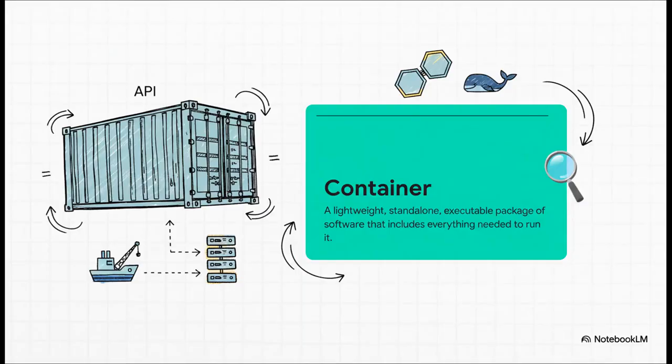And that standardized unit, we call it a container. The best analogy really is a shipping container. Think about it. It doesn't matter if it's full of bananas or car parts. The container itself has a standard shape and can be moved by any crane on any ship, anywhere. It's the same for software. Our API, packaged up in a container with a tool like Docker, can run on any machine that speaks container. And just like that, the whole works on my machine problem, it's solved for good.